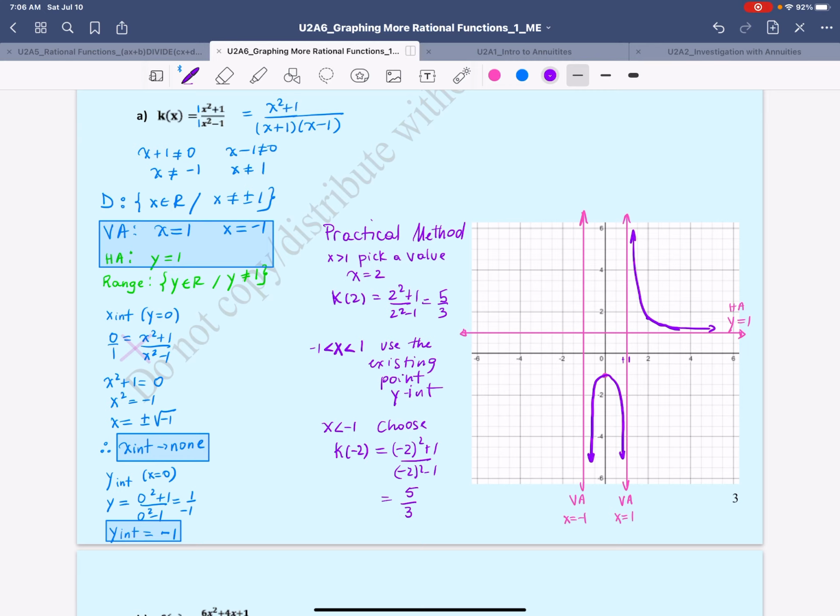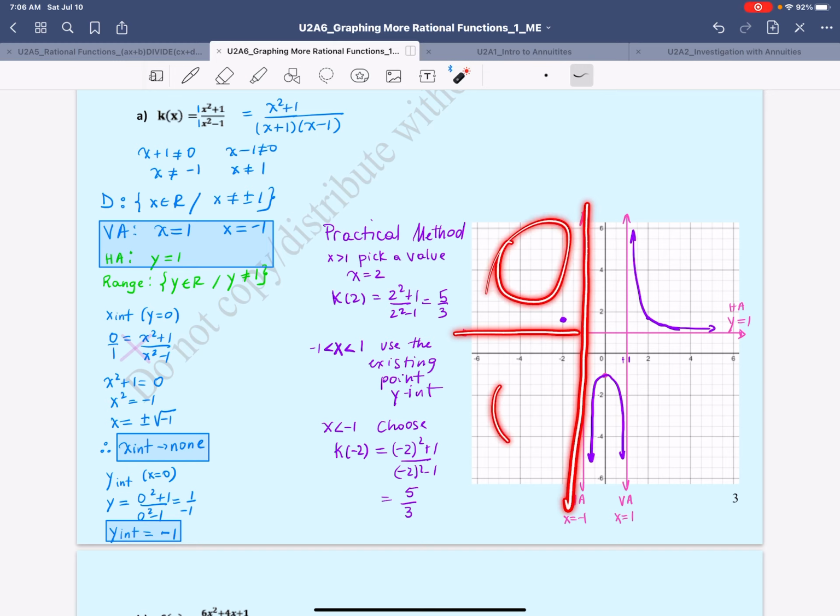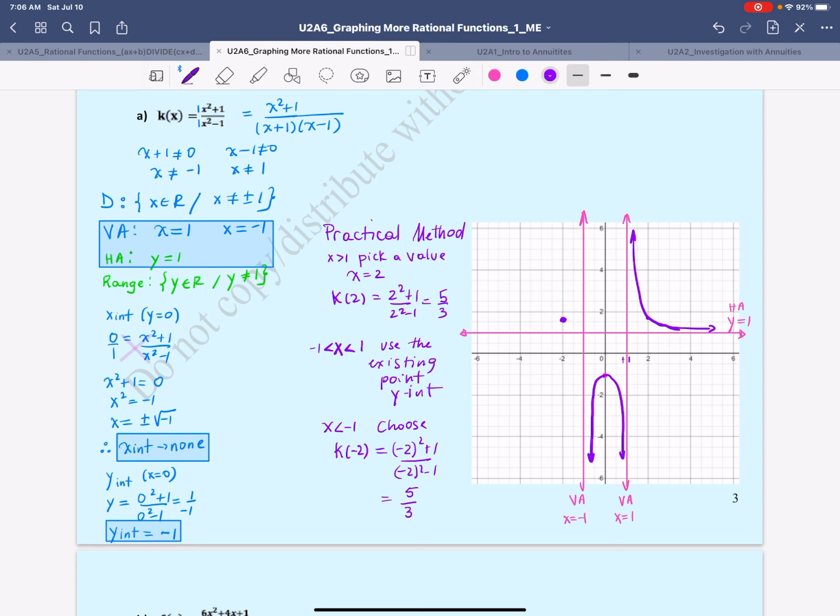So that means that we're going to have a point somewhere in here, which means that the graph, which has to appear either in this or this section, will be in the section above the horizontal asymptote, and this will be the shape of the graph.